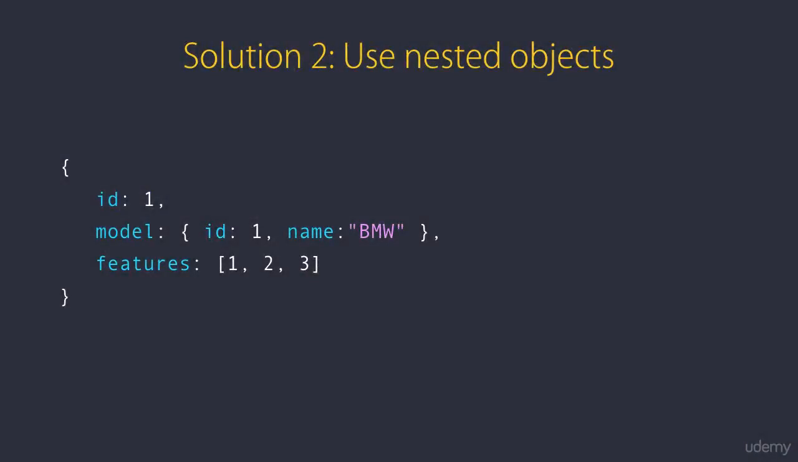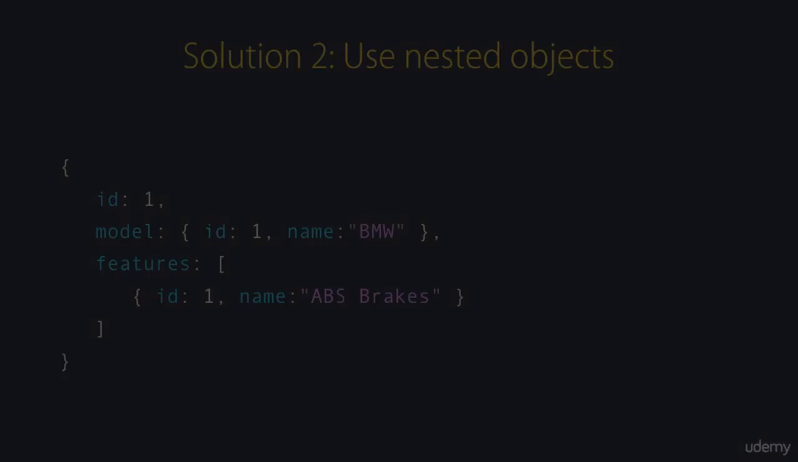So the second solution is to use nested JSON objects. Here, instead of model ID, we have model, which is a complex object with 2 properties, ID and name. We can extend this and use the same approach with our features. So our features array now has a bunch of complex objects, each having an ID and a name. However, it looks like we're going back to where we started, because this API resource looks almost identical to our domain class. So why did we go through all this effort of creating this API resource?